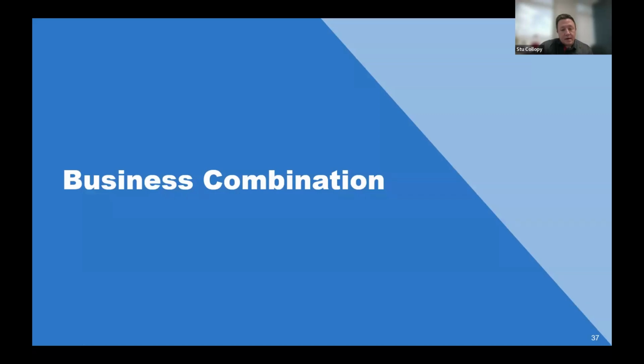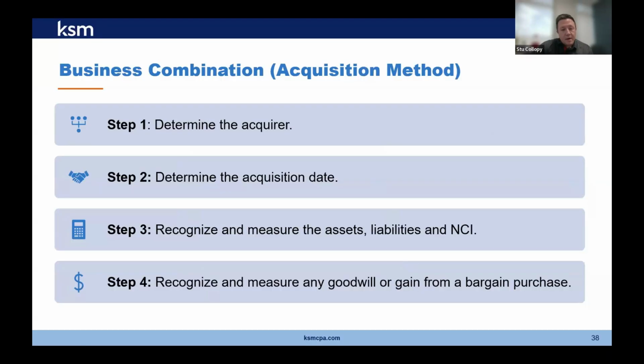Okay, so some examples of a business combination. This can be relatively straightforward, but first off, at this point, you've walked through the screen tests and you've determined that what you're purchasing produces outputs, it has a workforce. So then you need to determine the acquirer, you need to determine the acquisition date, you need to recognize and measure the assets, liabilities, and non-controlling interest. And then step 4 down here, you need to recognize and measure any goodwill or gain from bargain purchase, because as we saw in that previous slide, that is something that could be recorded under a business combination.